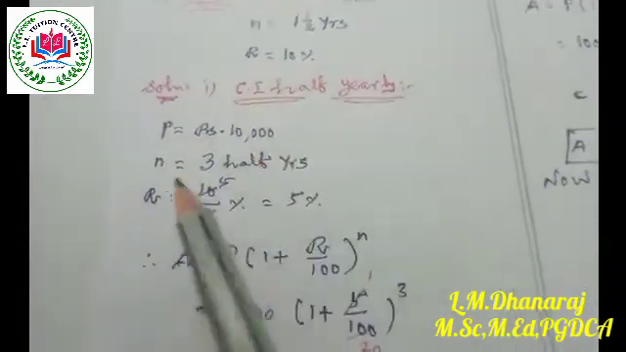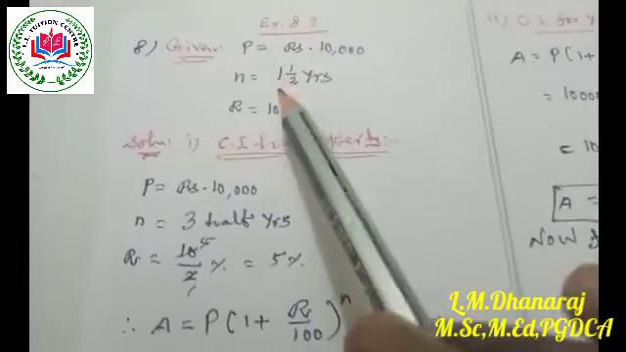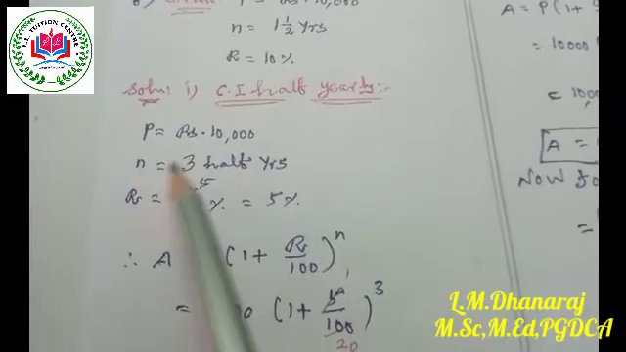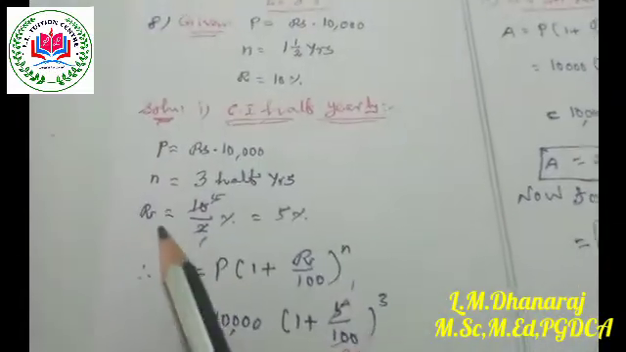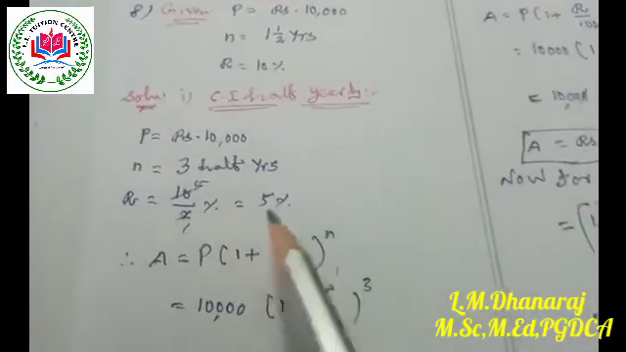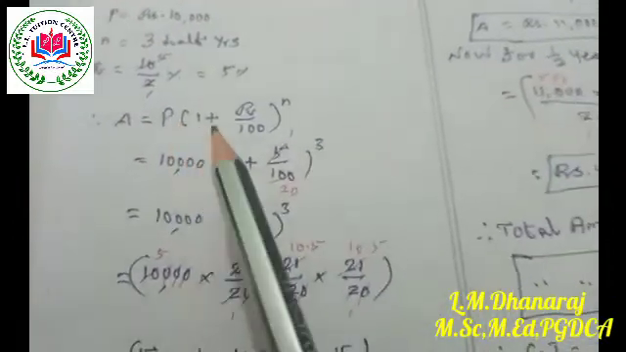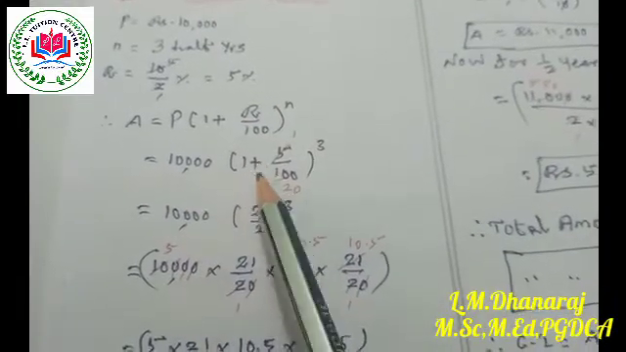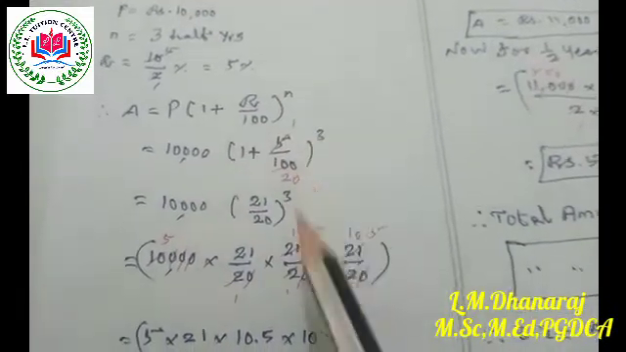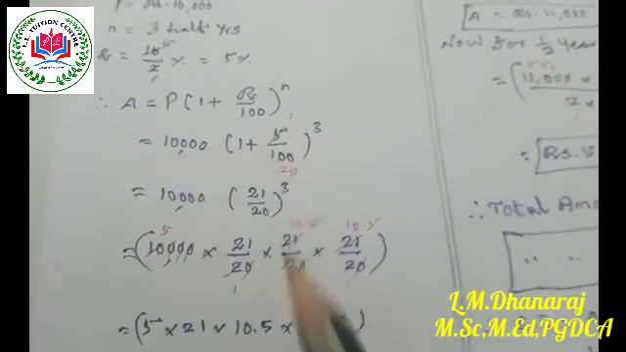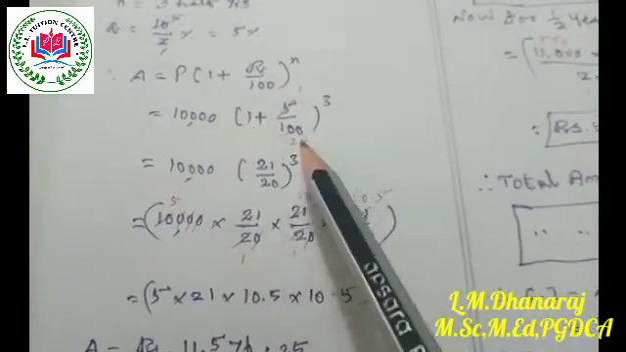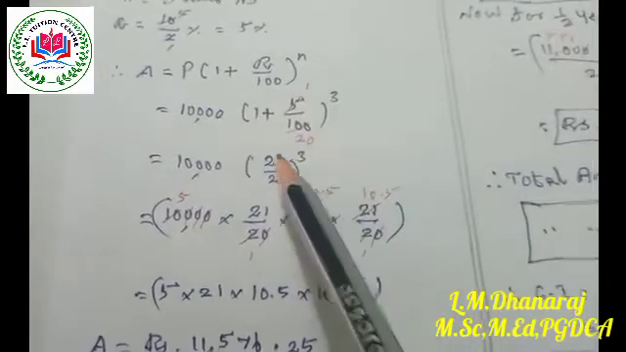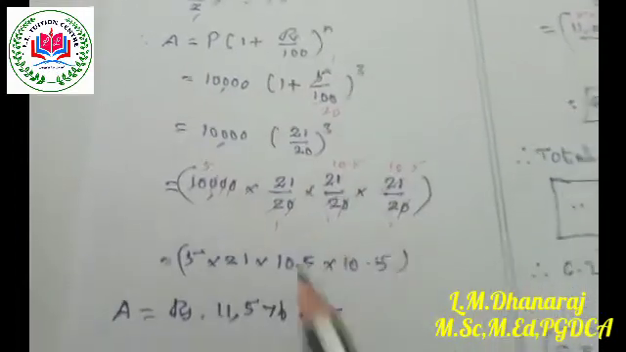Principal amount is 10,000. N is equal to, since it is 1.5 years, 3 half years. N is equal to 3. Rate of interest we have to divide by 2, that is 5%. Amount is equal to P into 1 plus R by 100 whole power n, that is 10,000 into 1 plus 5 by 100 whole power 3. 1 5s are 5 and this is 20 times. 1 into 20 will be 20. 20 plus 1 is 21 by 20 whole cube.